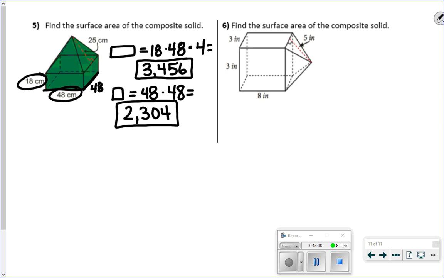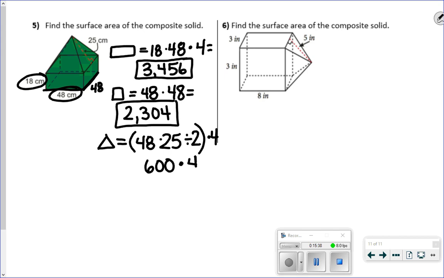All right, and then for my last one here, I have the triangles. Because my base is a square, all my triangles are going to be the same. So for one triangle, I would have to do 48 times 25 divided by 2. And then since there are 4 of them, we're going to times that value by 4. So 48 times 25 divided by 2, when I do that part, that gives me 600 for the area for one triangle. And then I have to times that by 4, since I have 4 of the triangles. So that's going to give me 2,400. That's the area of the triangles.